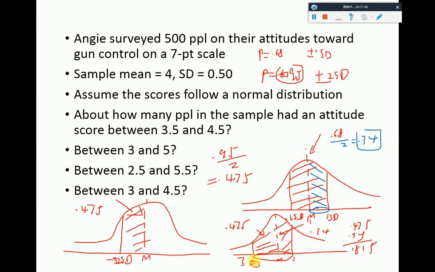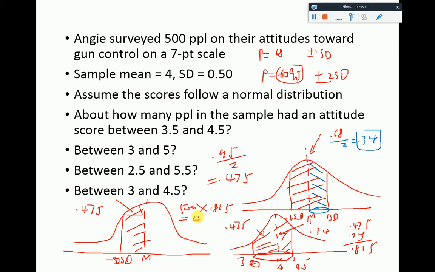So the number of people who will score between 3 and 4.5, because 3 is two standard deviations below the mean, which is 4, and 4.5 is one standard deviation above 4, which is the mean. So the number of people who scored above 3 and below 4.5 will be 500 times 0.815.